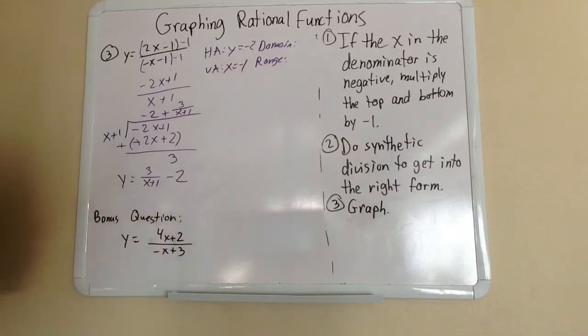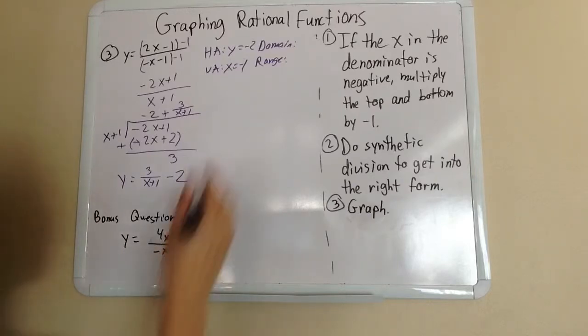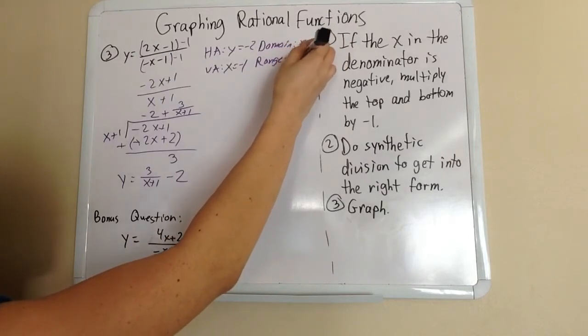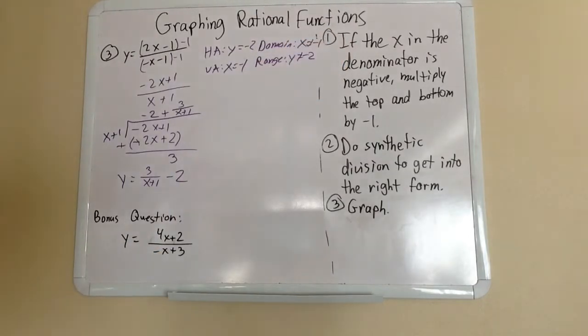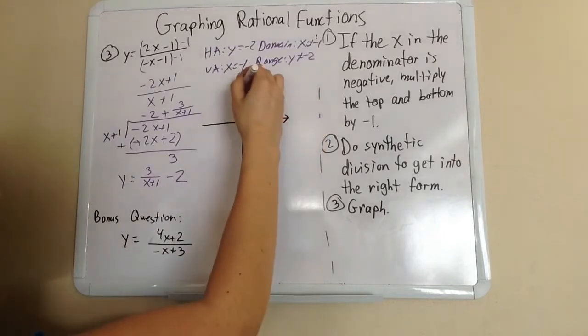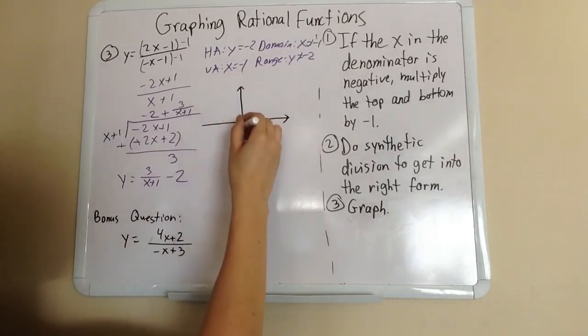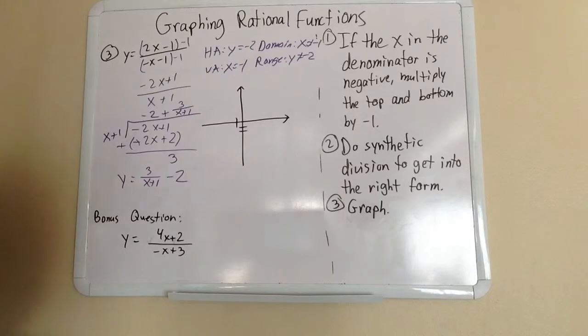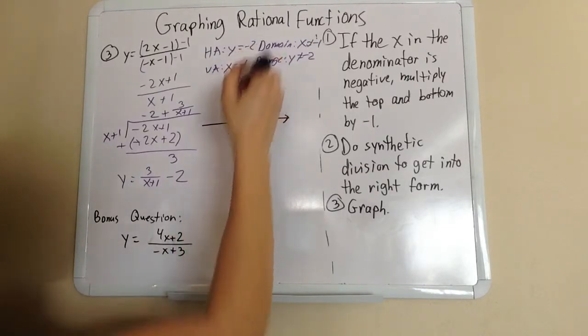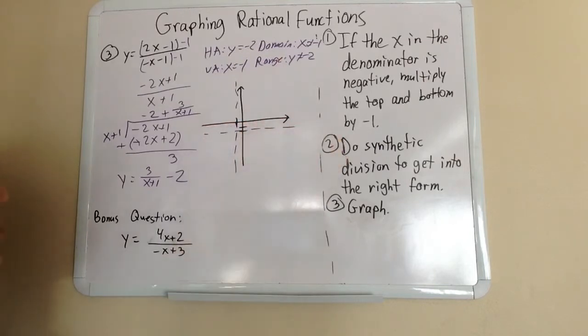Remember, you're always setting that denominator equal to 0 for that vertical asymptote. That's why it's kind of the opposite. The domain is just x is not equal to negative 1, and the range is y is not equal to negative 2. Now I'm going to go ahead and graph it. So I have my graph right here. Okay, and let me graph my asymptotes first. So x equals negative 1 is right here, y equals negative 2 is right there.